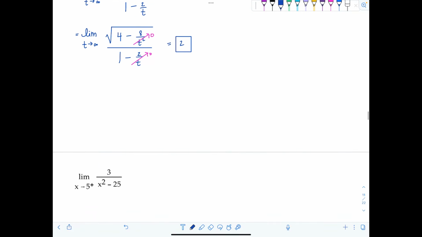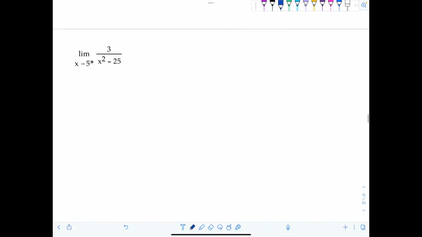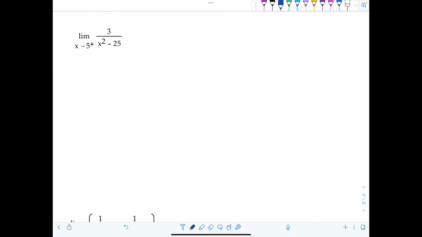Yes, harmless indeed. Okay. Ooh, here's a cute one. Limit as x approaches 5 from the right. So numerator is just a constant.